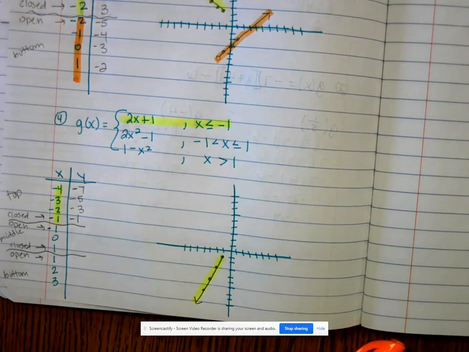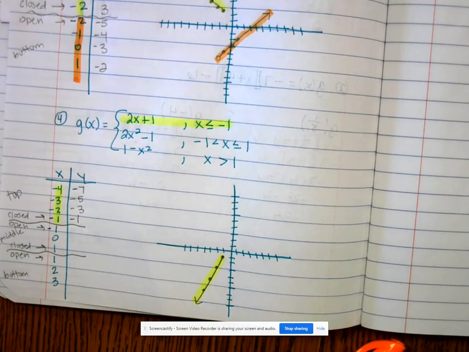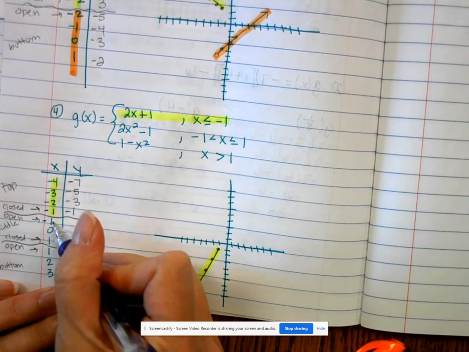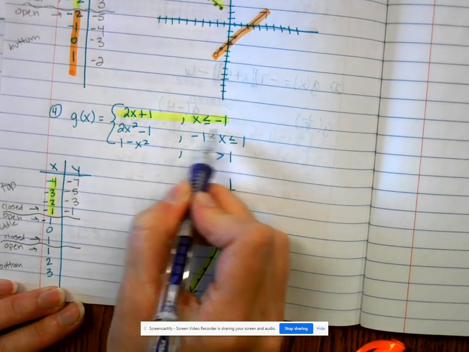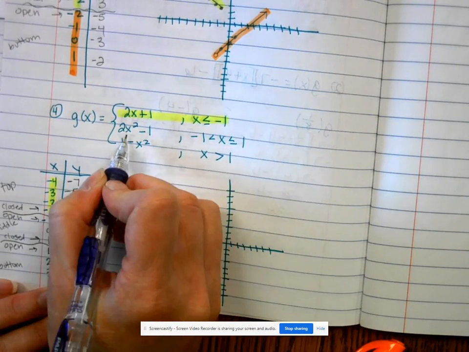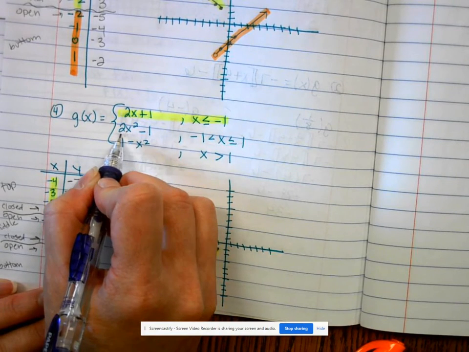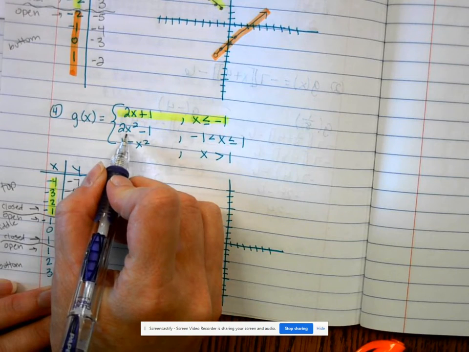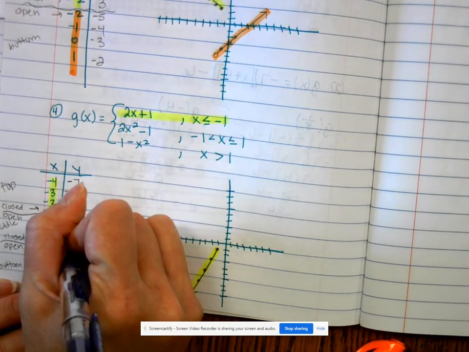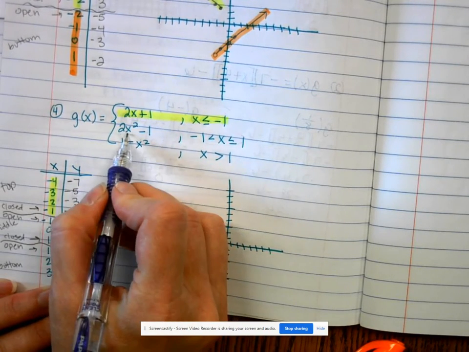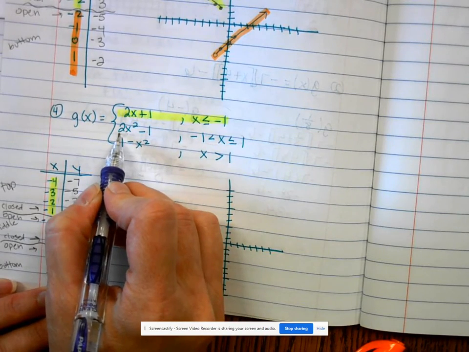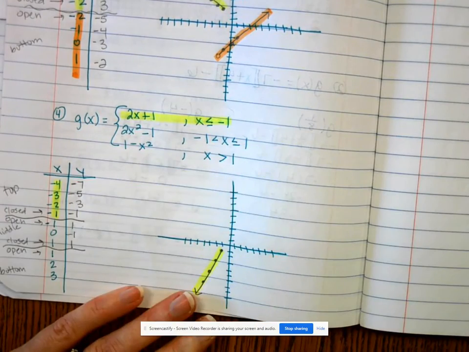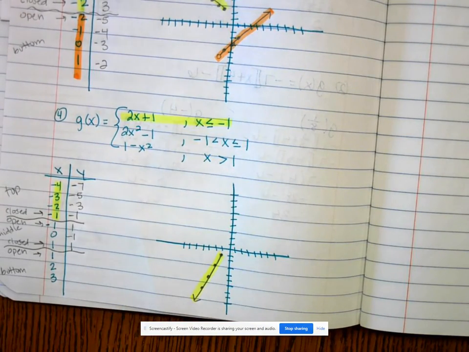All right, so talking about the middle section, if I plug in a -1, and again, I know these numbers go here because they fit this description. All right, so -1 squared is 1, times 2 is 2, minus 1 is 1. 0 squared is 0, times 2 is 0, minus 1 is -1. 1 squared is 1, times 2 is 2, minus 1 is 1. This is a quadratic, so it should make a U shape or part of a U shape.